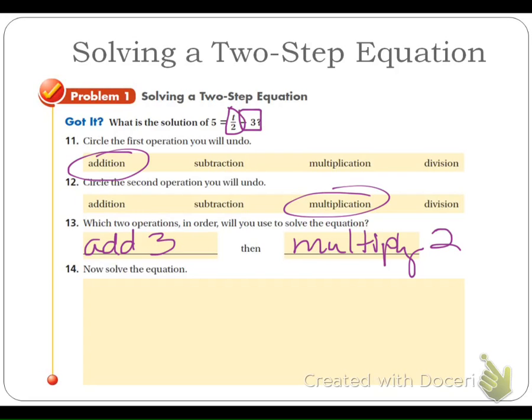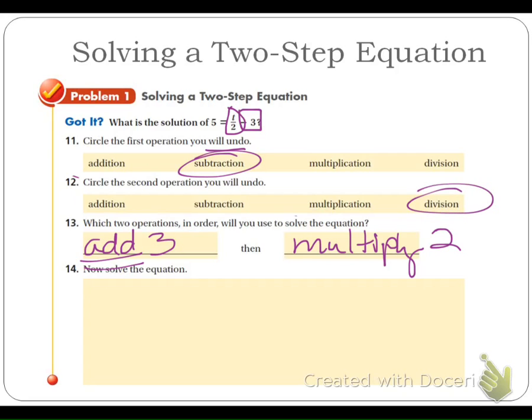And I guess this question 11 and 12, let me go back real quick. It says circle the first operation you will undo. They didn't want to know the inverse. Sorry, I should have probably said they wanted to know what operation we were going to undo. Well, we were going to have to undo the subtraction. You would do that by adding. And in this problem number 12, we would need to undo the division, and you would do that by multiplying by 2.